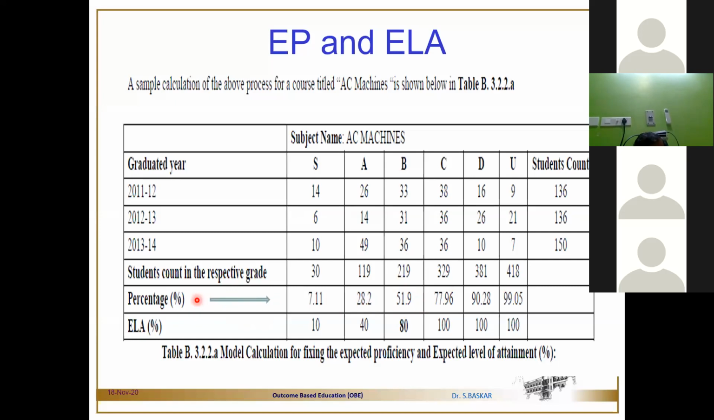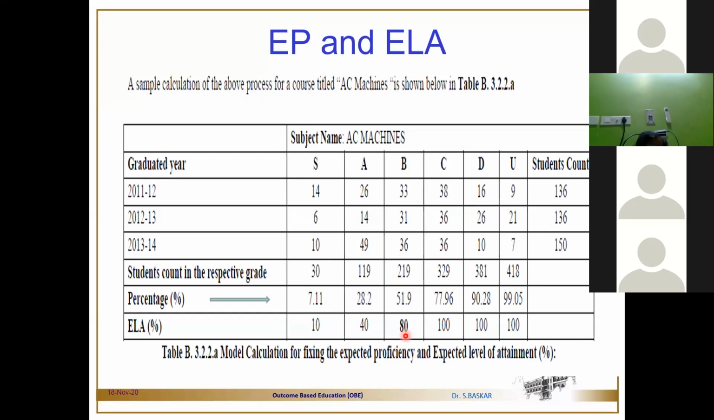Therefore, for this particular course, if you move from S to B, the first time we are crossing 50 is 51.9. The corresponding grade will be EP. Therefore, for this course, EP is fixed as B. ELA is this number multiplied by 1.5 and rounded to the next integer. Therefore, we are getting 80.